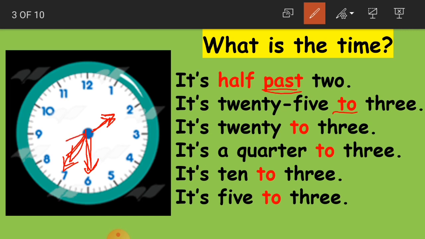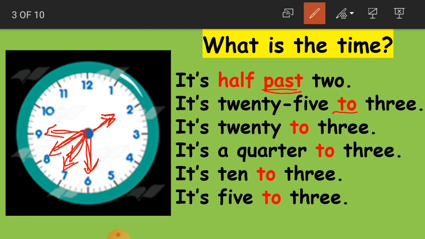Again, if it is at 8, this is the big hand, children. If it is at 8, it's 20 to 3. So you can also say in this way it's 20 to 3. Now again here, when the big hand is at 9, it's a quarter to 3.